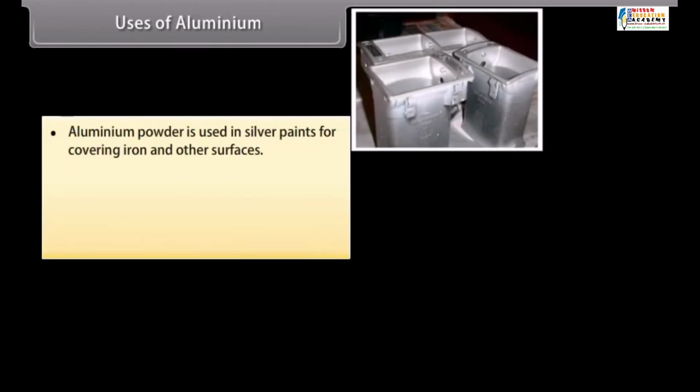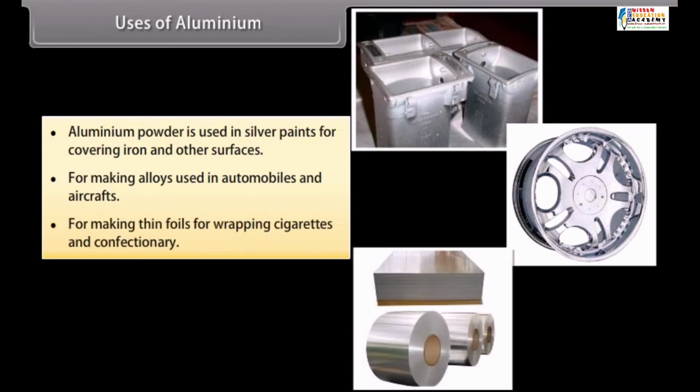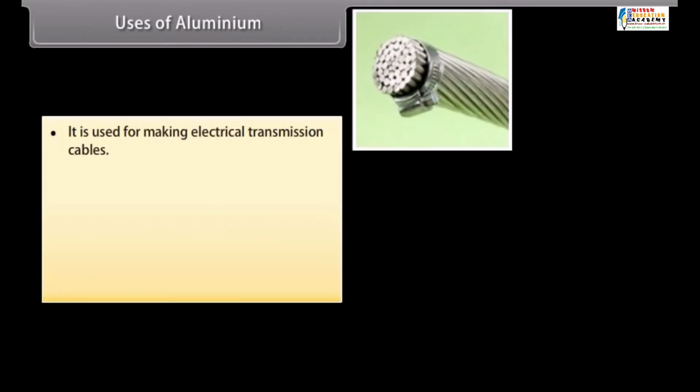Uses of aluminium. Aluminium powder is used in silver paints for covering iron and other surfaces. For making alloys used in automobiles and aircrafts. For making tin foils for wrapping cigarettes and confectionery. It is used for making electrical transmission cables.